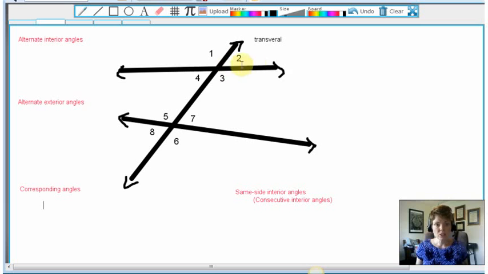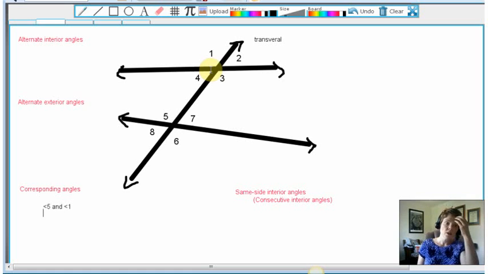So if I look at these two lines cut by the transversal, which angle is in the same position as angle 5? Let's just talk about angle 5. We're going to get one angle from these four angles, and then one angle from these four, always for these types of angles. So which angle is in the same position as angle 5? Corresponding position. It's angle 1. So angle 5 and angle 1.